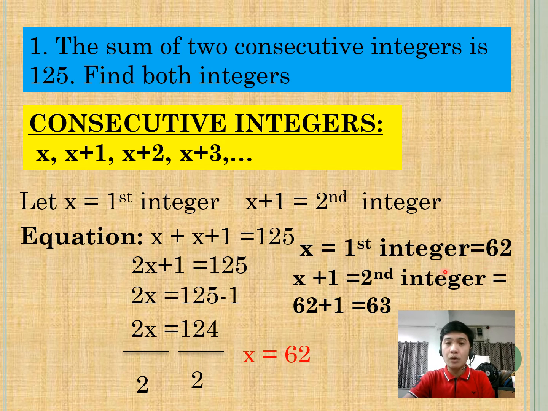Ito po yung dalawang consecutive integer na hinahanap natin sa number 1. Ngayon, if you will try to check, 62 plus 63, that is 125. So, tama yung nakuha natin. That is our problem number 1.